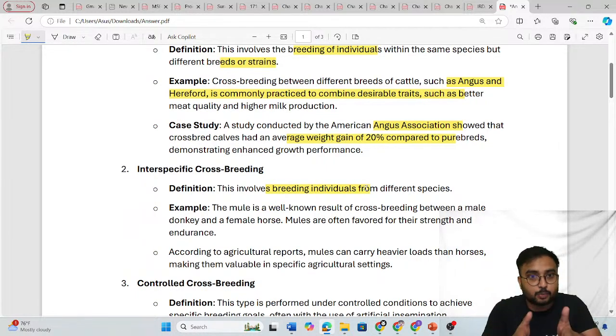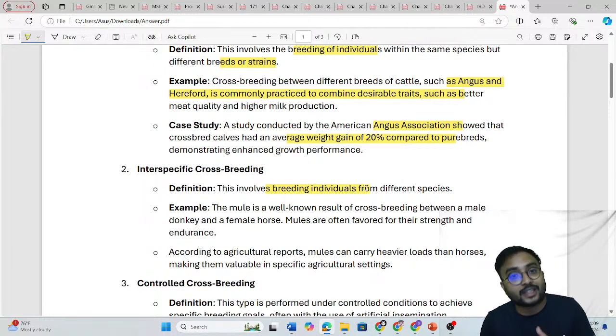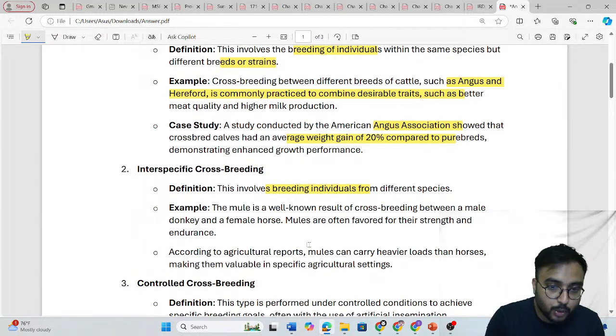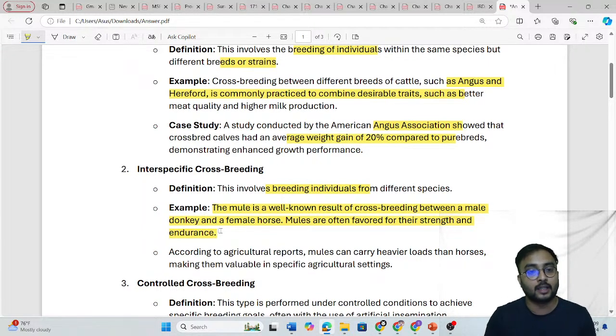Intra is within the species. Interspecific is nothing but between two species. For example, I will give you the best example. Suppose a female horse is there. If that female horse is mated with a male donkey, then what do you get? You get a mule, खच्चर, जिसको खच्चर कहते हैं. This mule is a good example of interspecific crossbreeding, where specific is nothing but species. Between two different species, mating is done. Intra is within a species, where different breeds are there, or the same breed also can be there.